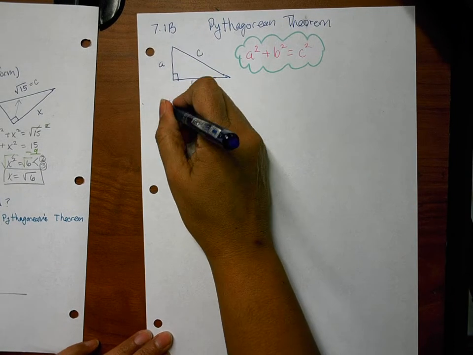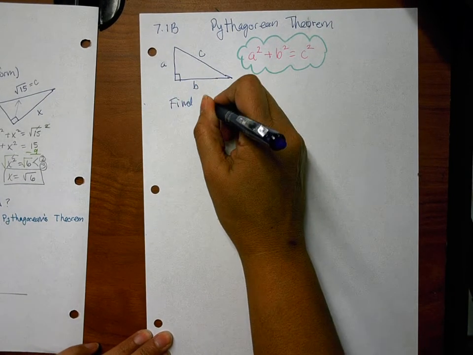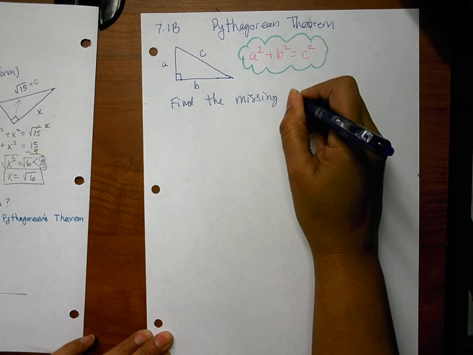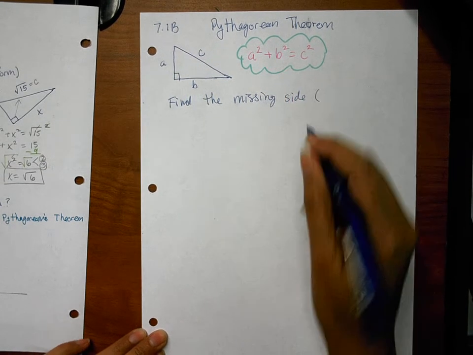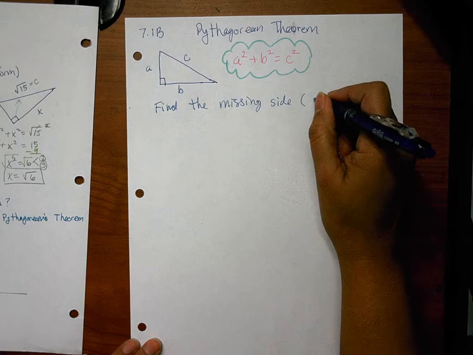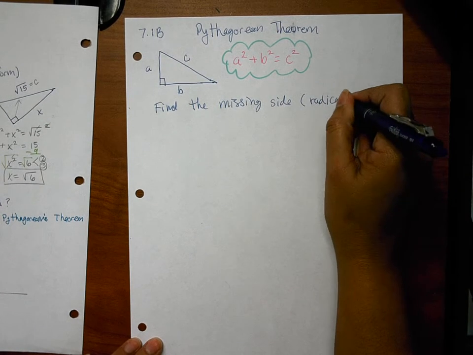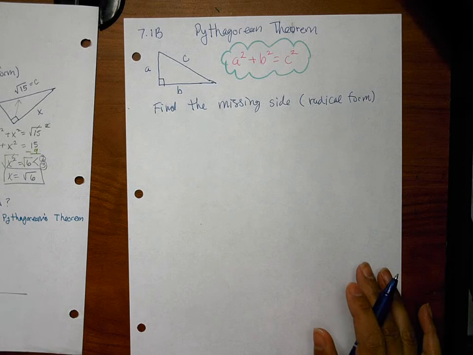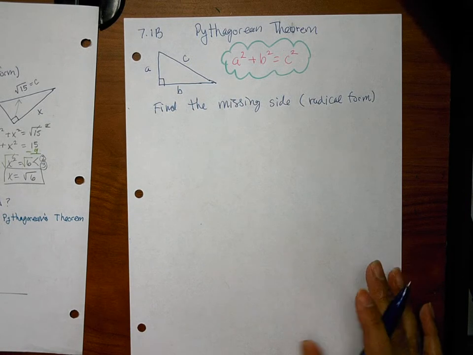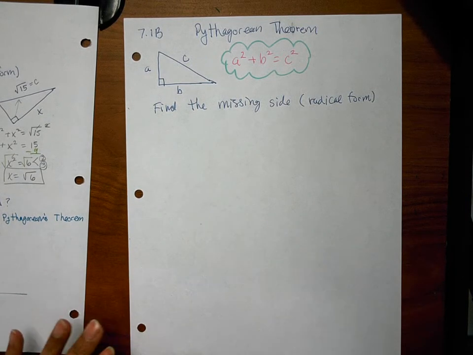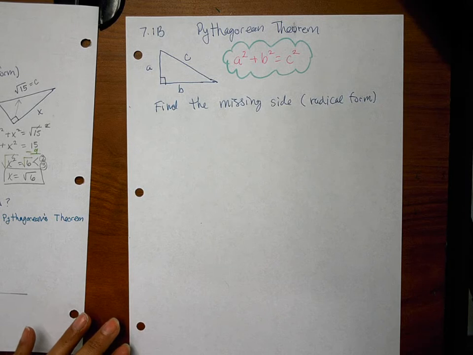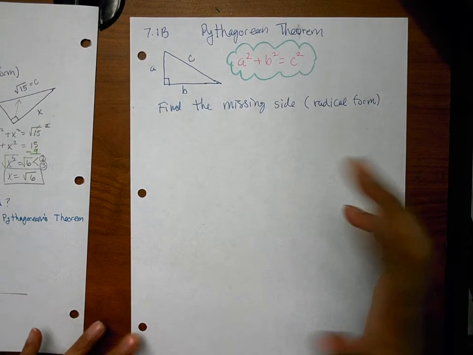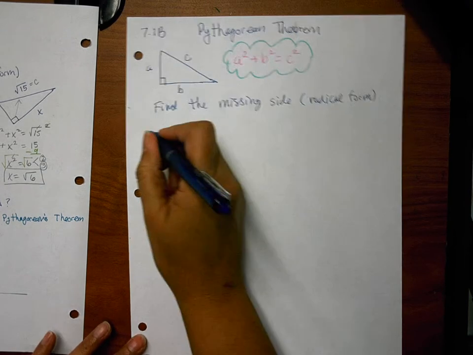Okay, find the missing side. I'm going to put in parentheses radical form. I want you to leave your answer in radical form. You're not going to be using calculators to get decimal forms. We will use calculators eventually to get decimal form, but not on this lesson. We're going to leave our answer in radical form. And you want to pay attention on the test because there are some that say leave answers in radical form. You want to pay attention and read.